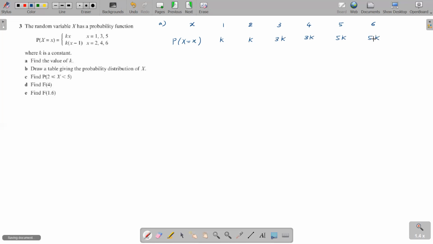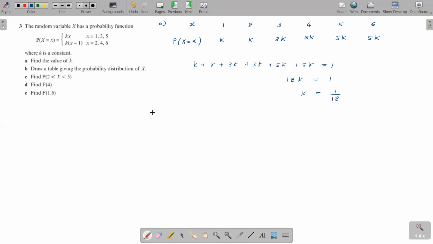Can you see a simple table? And then how do you get the K value? Total probability will add up to 1. So how much is it? 5K, 5K, 10, 13, 16, 17, 18K. 18K equals 1. Therefore, K equals 1 over 18. K is 1 over 18.